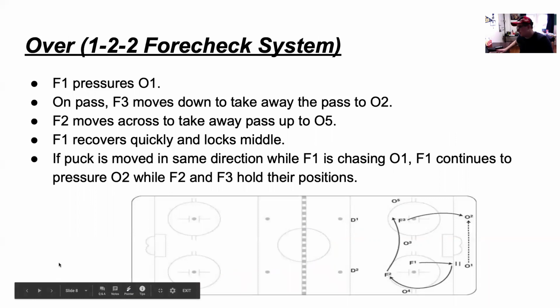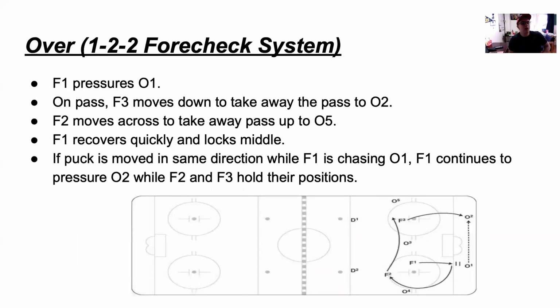Okay, so we have the over in the 1-2-2 forechecking system. So F1 pressures O1, and on the pass, F3 moves down to take away the pass to O2. F2 moves across to take away the pass up to O5. F1 recovers quickly and locks the middle. And if the puck is moved in the same direction while F1 is chasing O1, F1 continues to pressure O2 while F2 and F3 hold their positions.